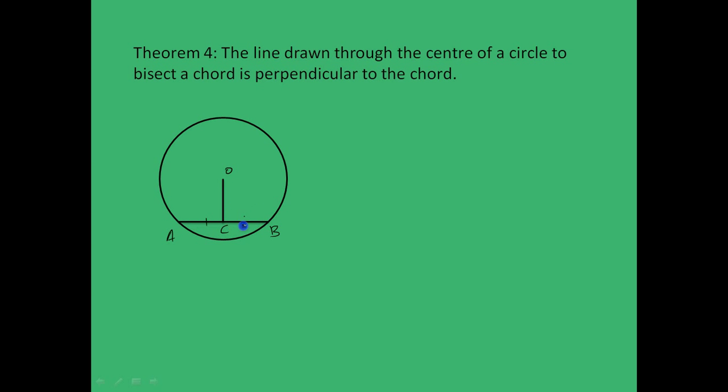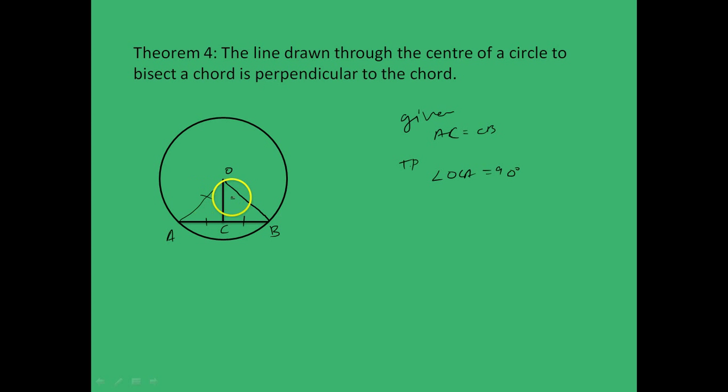Now we're given that AC is equal to CB, and we have to prove that angle OCA is equal to 90 degrees, which would suffice because if OCA is 90 degrees, then OCB is again 90 degrees. It really doesn't make a difference. So we'll start off by joining OA and OB.